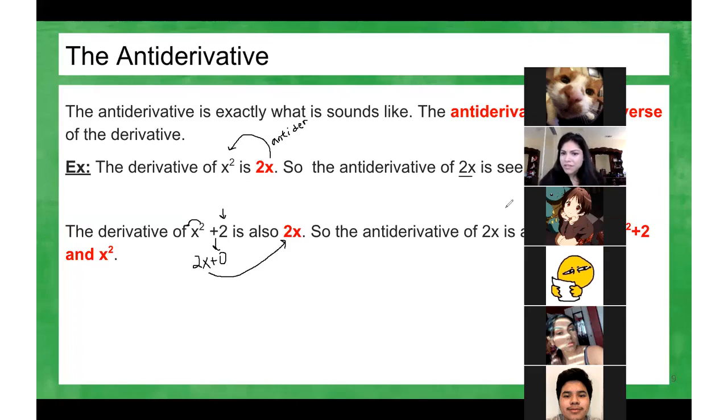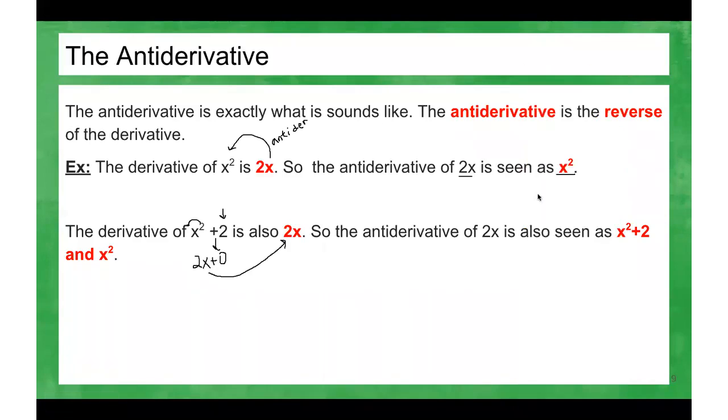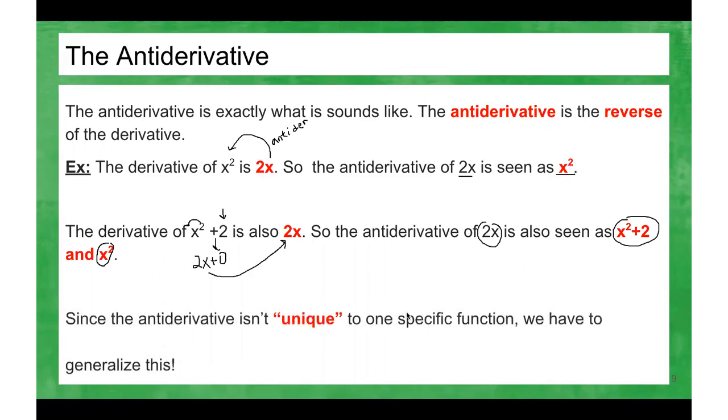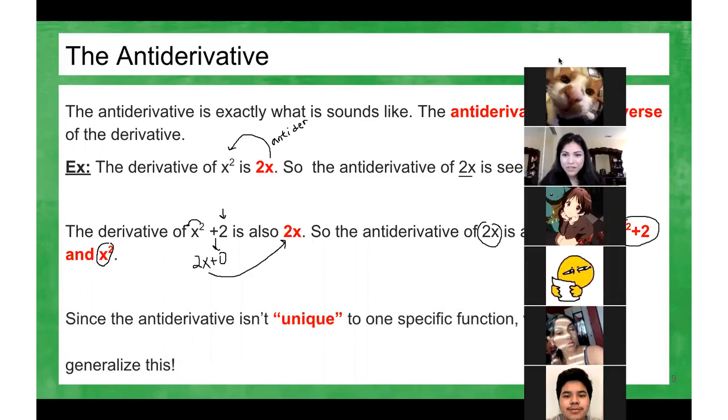So then the antiderivative of 2x is also x squared plus 2 and x squared. Do y'all see how the antiderivative of 2x has more than one thing? It's this and also this. And I bet you could come up with even more antiderivatives of 2x, right? So the main point here is that the antiderivative isn't unique. You can actually find a lot of antiderivatives for one function.